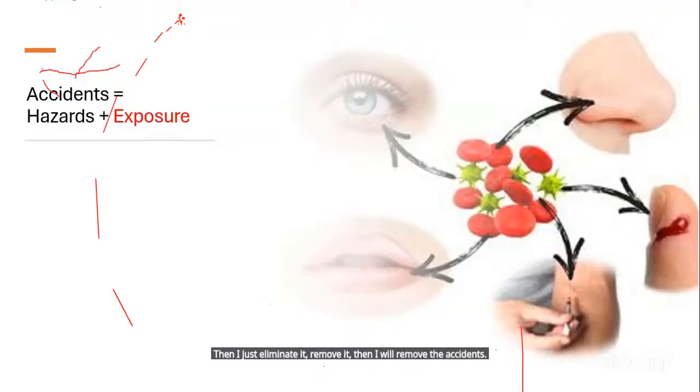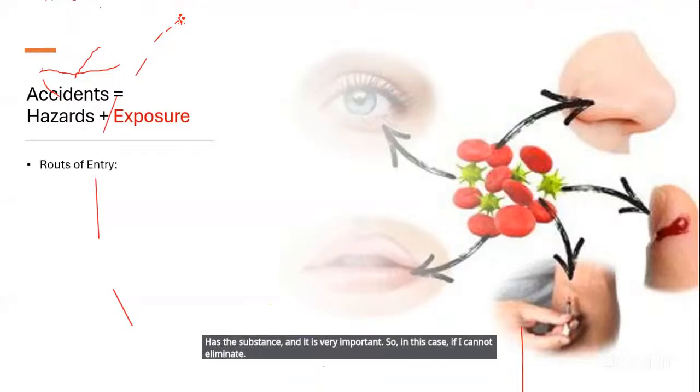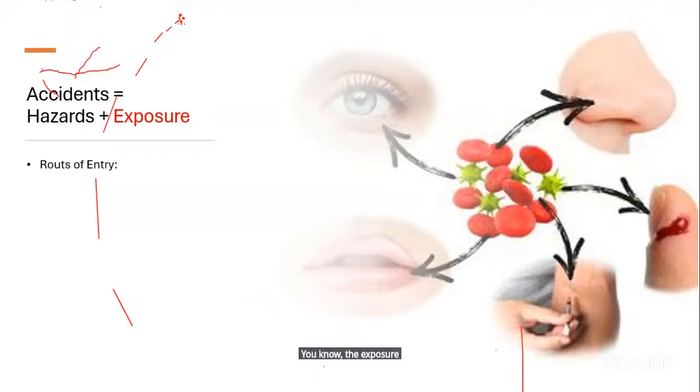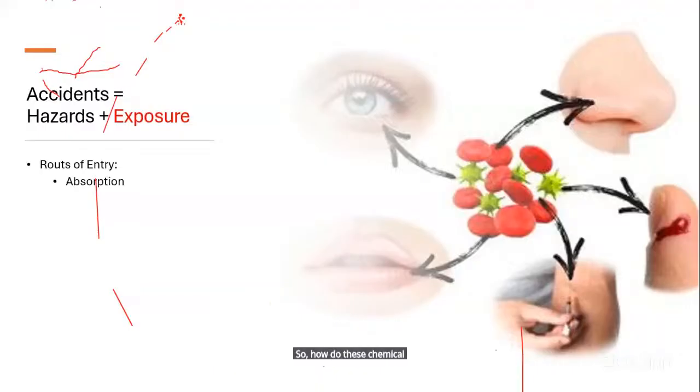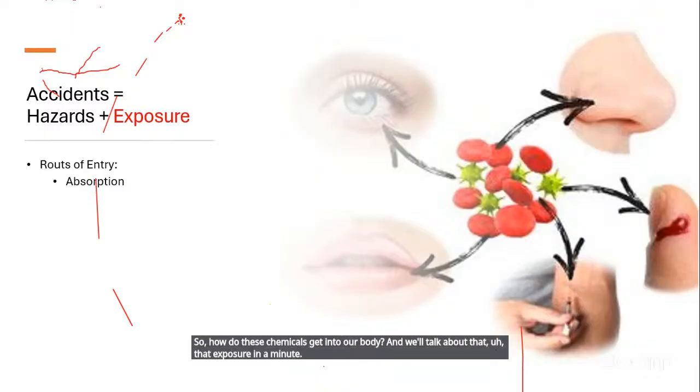But sometimes, unfortunately, we don't have that choice. So we need that hazardous substance, and it is very important. So in this case, if I cannot eliminate the hazard, I will try to control the exposure. So how do these chemicals get into our body? And we'll talk about that exposure in a minute. How do these chemicals get into our bodies?